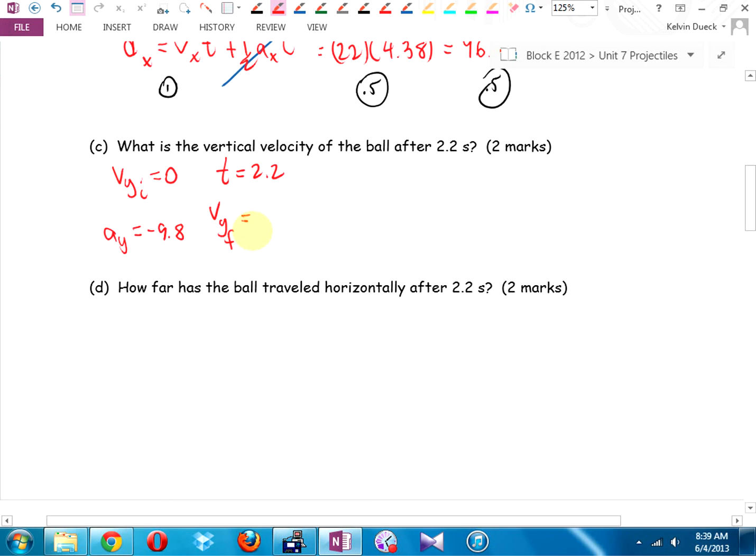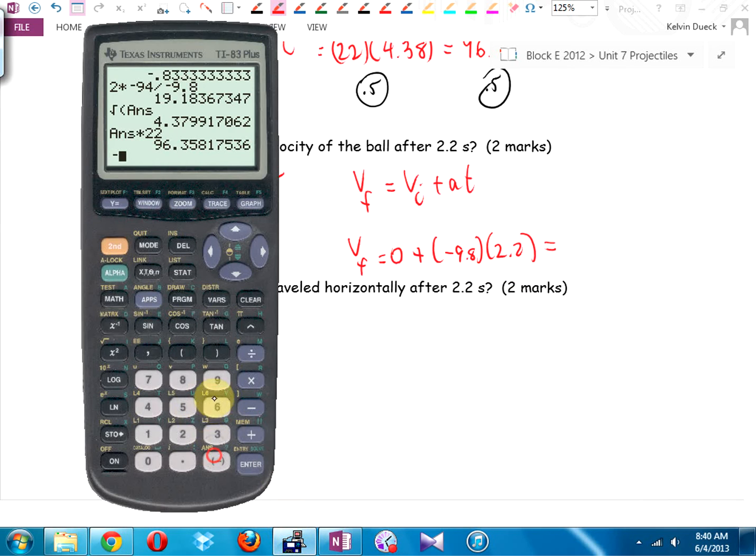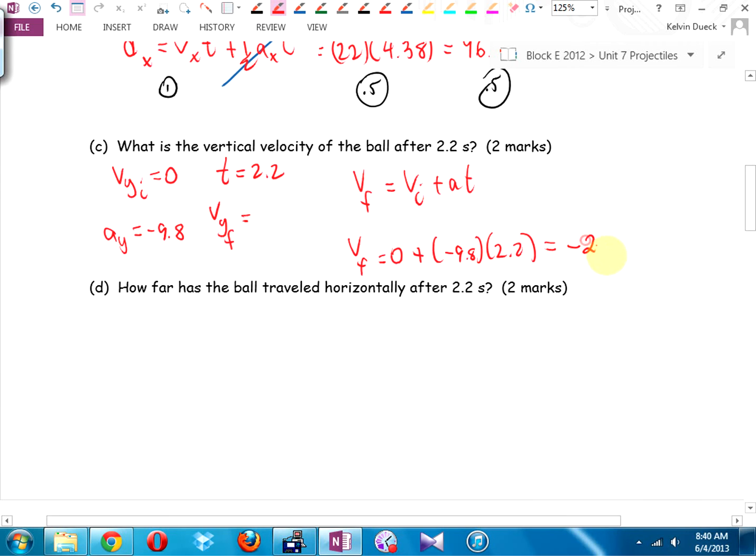Oh, I can do this. This is going to be V final equals V initial plus At. It's going to be 0 plus negative 9.8 times 2.2, negative 21.6. What's the negative telling me? It's heading down. Meters per second. 1 mark, half mark, half mark.